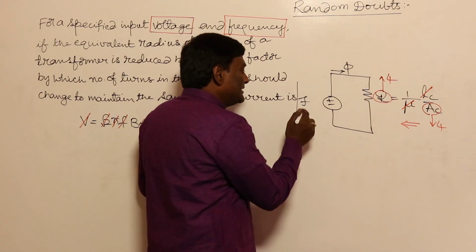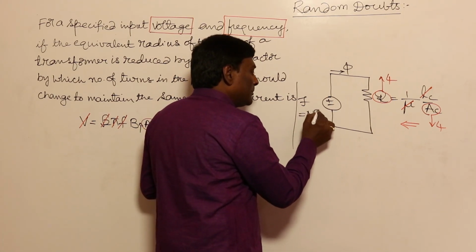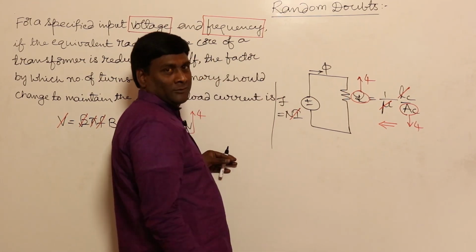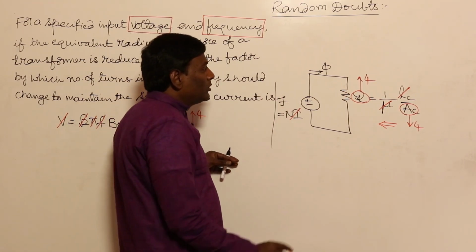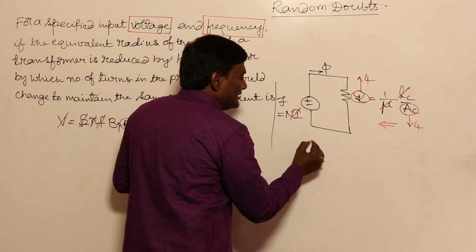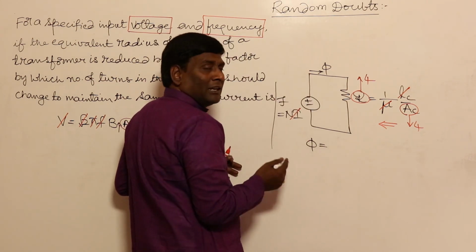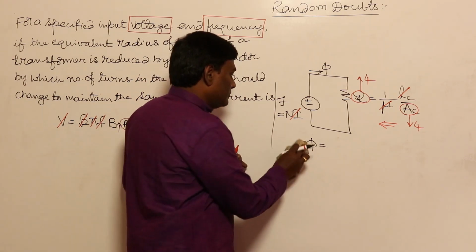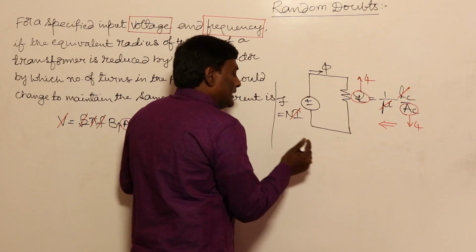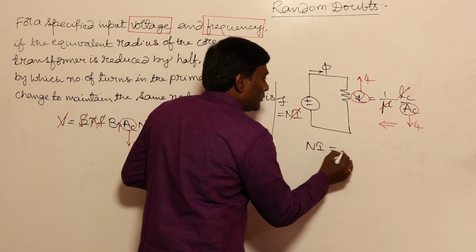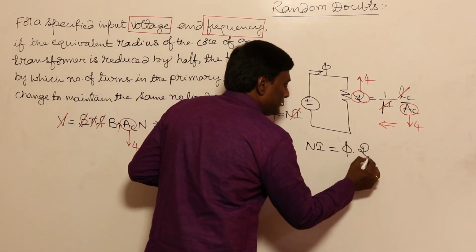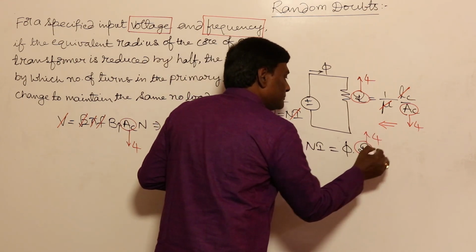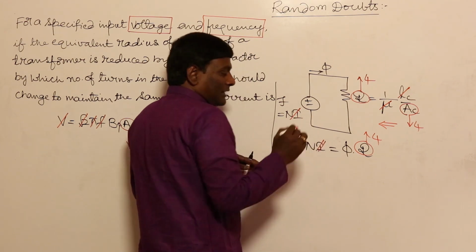Now what is MMF? Number of turns multiplied by the no load current, and the no load current is constant. Now what is flux here? Flux is nothing but MMF by reluctance, or MMF equals flux into reluctance. MMF, N i, equals flux multiplied by reluctance. Now reluctance is increased by 4 times and current should be constant.